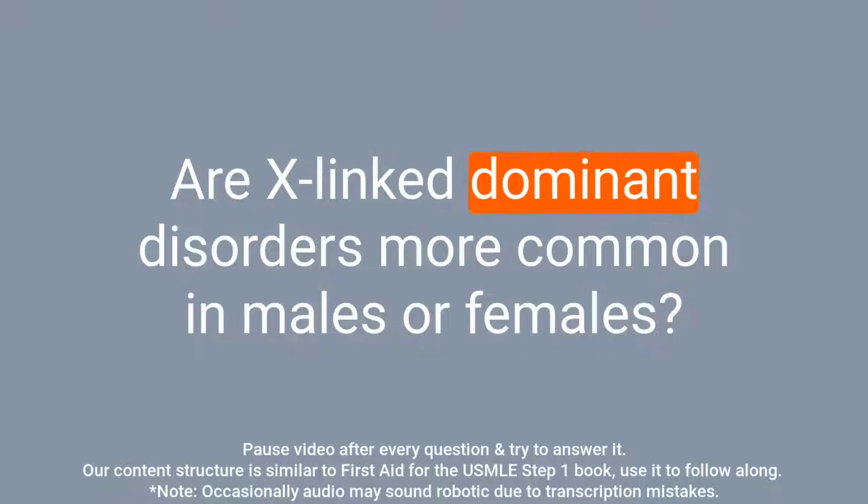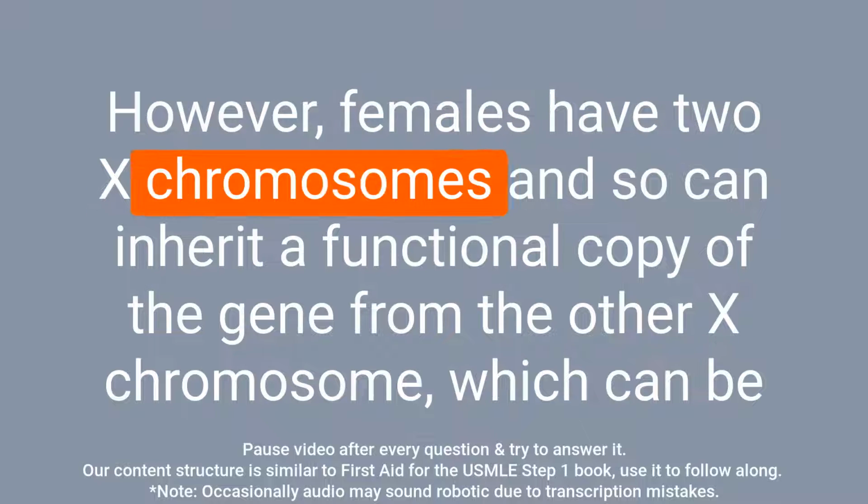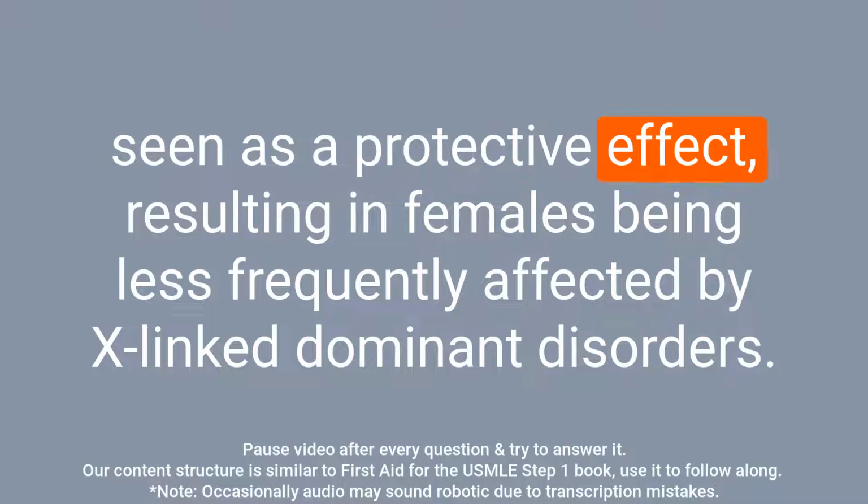Question: are X-linked dominant disorders more common in males or females? Answer: X-linked dominant disorders are less common in males as they only inherit 1 X chromosome from their mother, and if it is affected, the male will be affected by the disorder. However, females have 2 X chromosomes and so can inherit a functional copy of the gene from the other X chromosome, which can be seen as a protective effect, resulting in females being less frequently affected by X-linked dominant disorders.